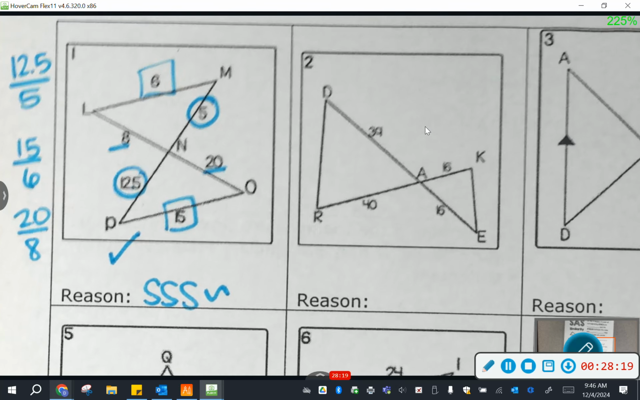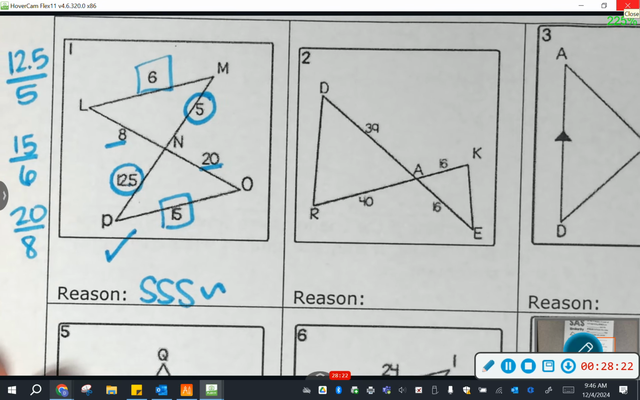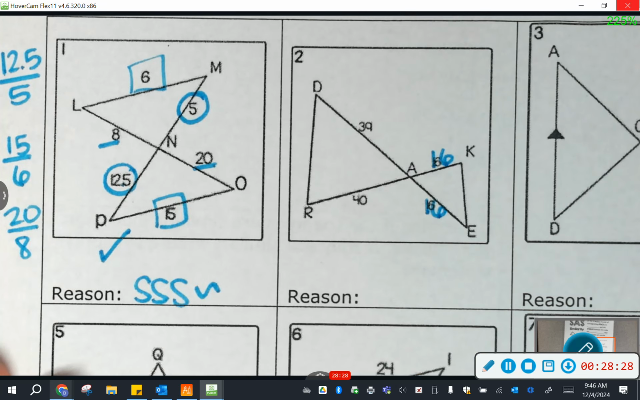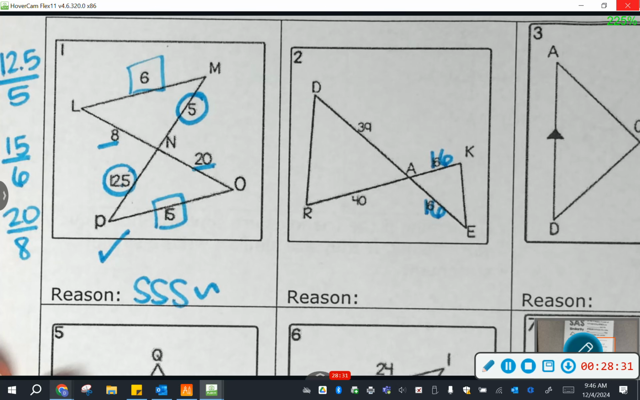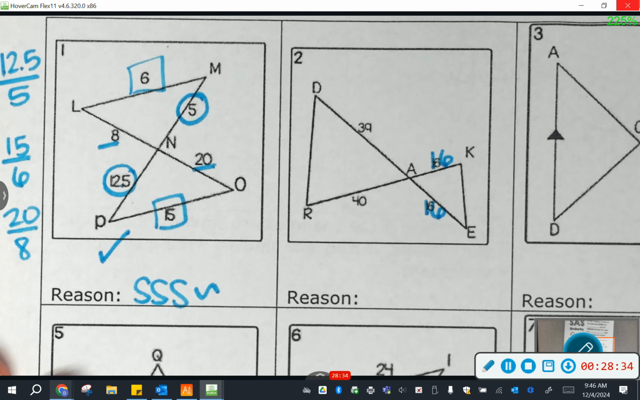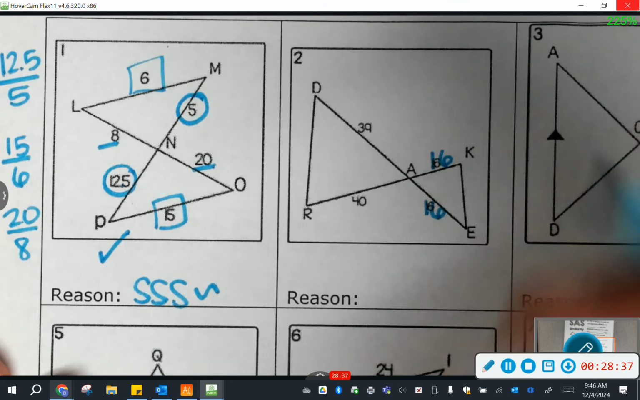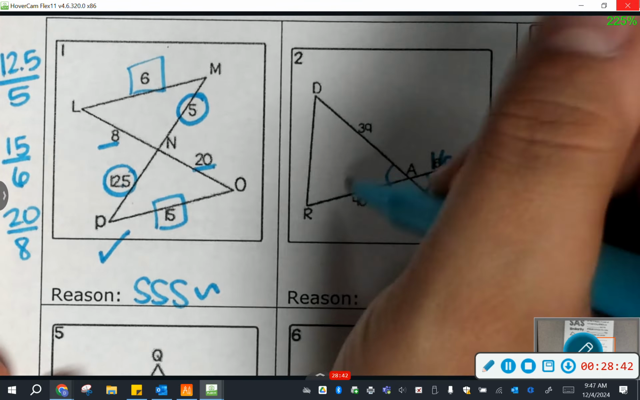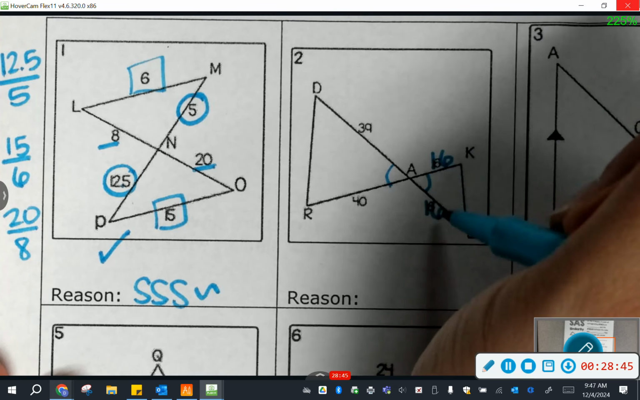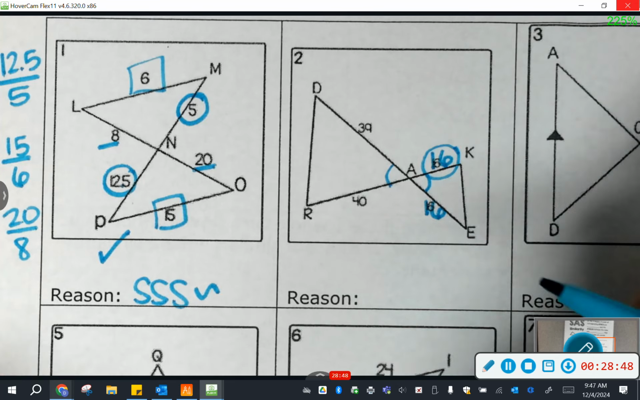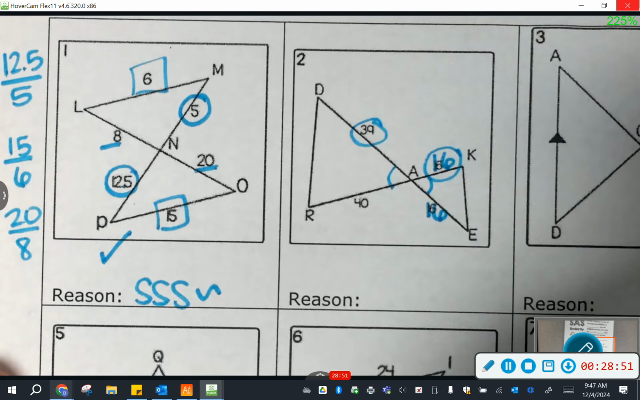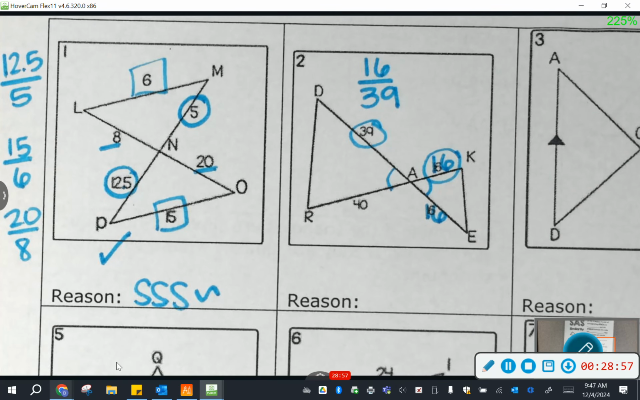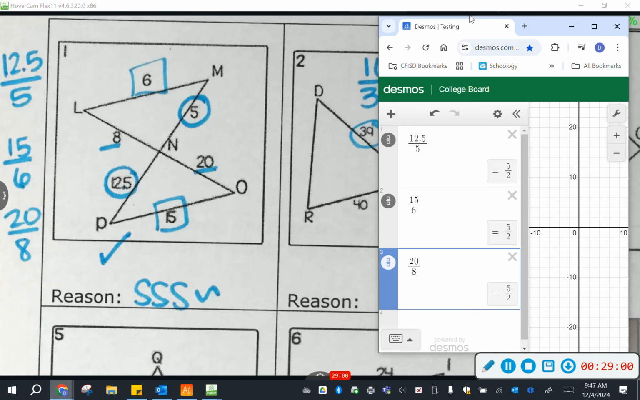Okay. What about number 2? Both of these are 16. What do you know about number 2 right off the bat? There's 2 different numbers on the other side. And it's a vertical angle. It has vertical angles, so I have the angle in the middle. And then now I need to divide. Since these are the same, I'm just going to circle one of them as my smallest. What is 16 divided by 39? I think it's just 16 over 39.